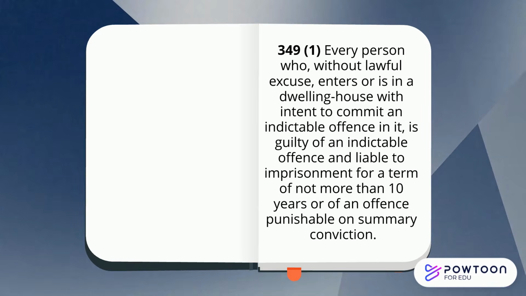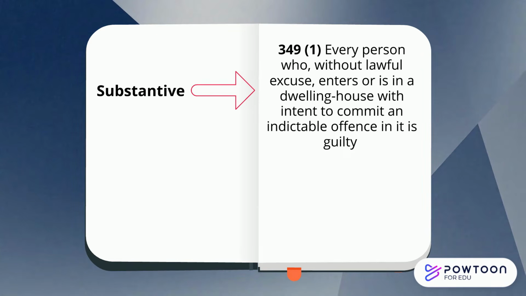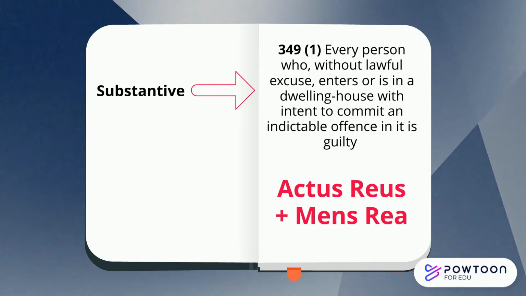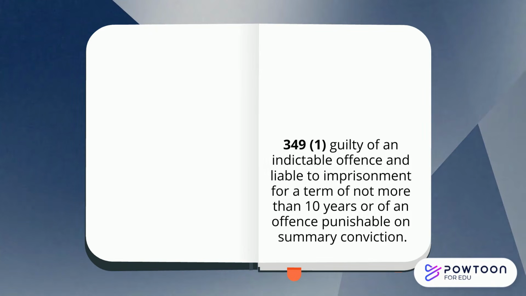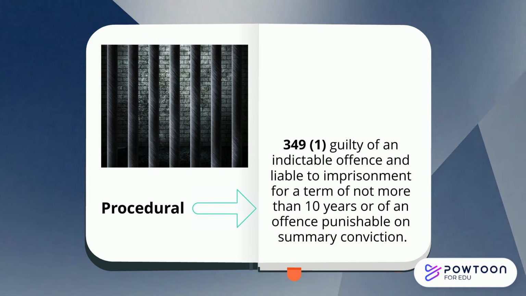You're absolutely right. This is the substantive part because it's telling us what we're not allowed to do. It's defining the crime. It's in this substantive portion that we would find the actus reus and the mens rea for this crime. And this right here is the procedural part because it's telling us how to proceed if this crime is committed. It provides options on whether to consider it an indictable or summary offense and the penalties that go with each.